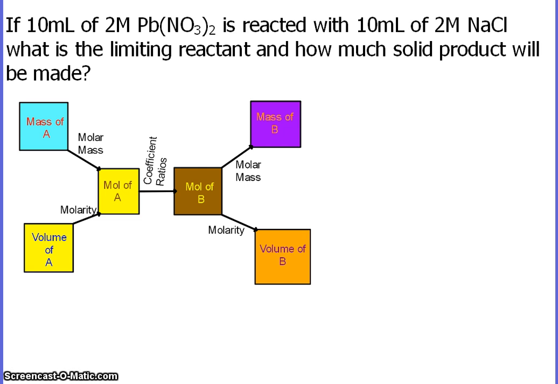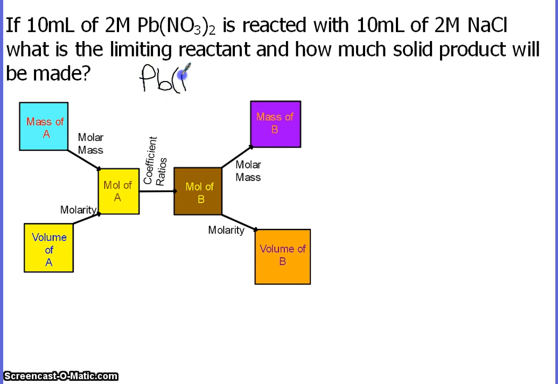Okay, so in this reaction, the problem says if 10 milliliters of 2 molar lead nitrate is reacted with 10 milliliters of 2 molar sodium chloride, what is the limiting reactant and how much solid product will be made? So just like in every stoichiometry problem, we first have to start with a balanced reaction.